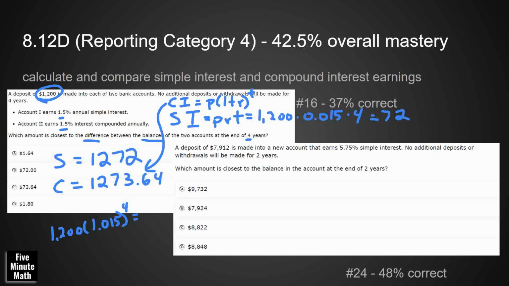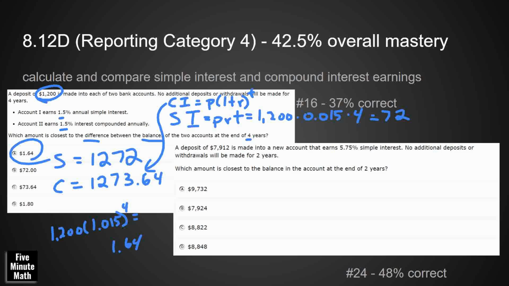3.64. So if you subtract those two, what are you going to get? You're going to get a $1.64 difference. So that is going to be our answer A. Compounding doesn't really make much of a difference until you get into multiple, like past a decade. Then it starts rising dramatically. So you made $1.64 more if you compounded rather than used simple interest.